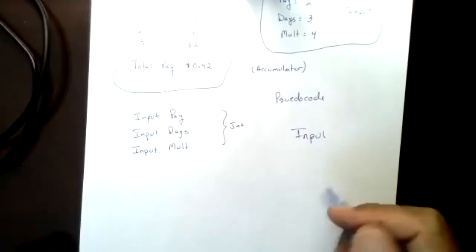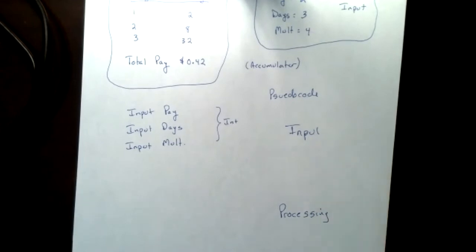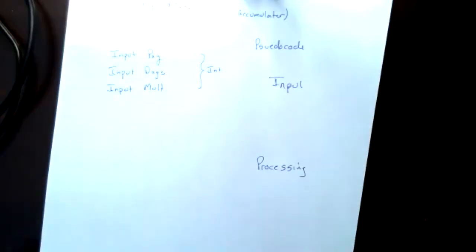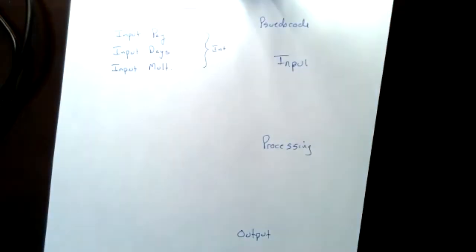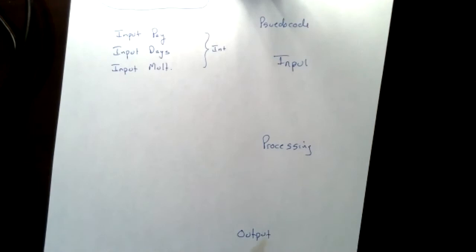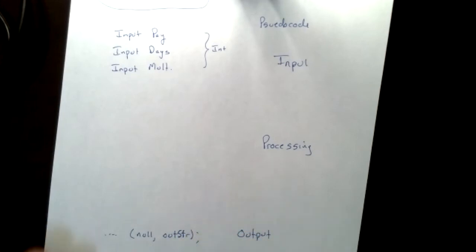The second part is going to be my processing. This is where I'm going to do all the work. And then finally at the very end, I'm going to have output. And right now, as I'm thinking about my output, I know I want to do this in one message box. So in order to do it in one message box, I want to have that blah, blah, blah, parentheses, null, parentheses, one thing. And that one thing I'm going to have is a string, and I'm going to call that string outstra. This is going to be a string data type.